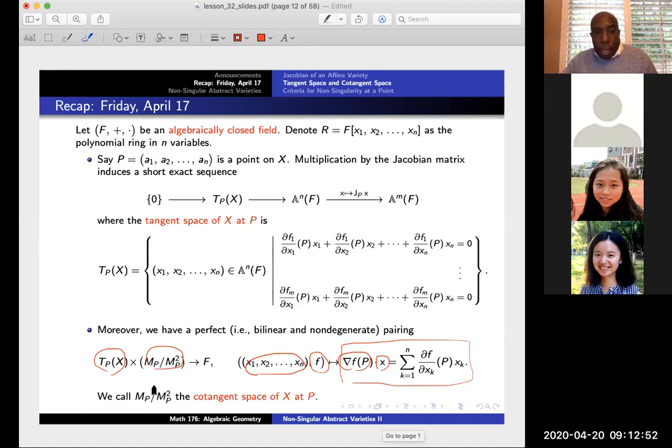And this here is a very nice pairing and allows us to say that the dimension here of the tangent space is the dimension of this weird thing here that we're going to call the cotangent space. And we're calling it cotangent because it's like the dual to the tangent space. I have here this pairing that allows me to say that these here kind of look like they're duals of each other. Right, so again, we have the tangent space, T_P, and then we have this cotangent space, this M mod M squared.